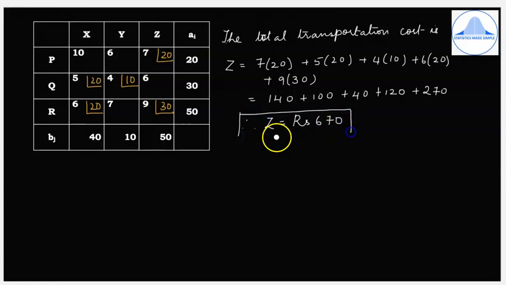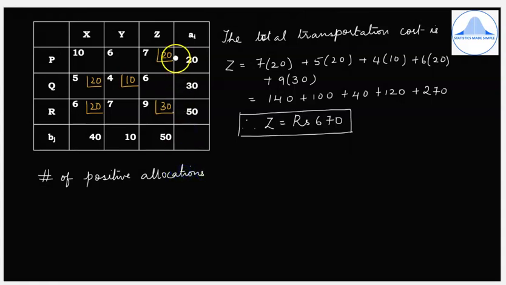So we get the total transportation cost as Z equal to rupees 670. Now the next part of the question was to check whether the solution is non-degenerate or not. So I will first write down the number of positive allocations. So if you see the above table, we see that we have 1, 2, 3, 4, 5 allocations. So number of positive allocations is equal to 5, and we'll find out m plus n minus 1. So m stands for the number of rows, n stands for the number of columns which we have. So we have 3 origins and 3 destinations. So m is 3 and n is also 3, m plus n minus 1 is equal to 5.